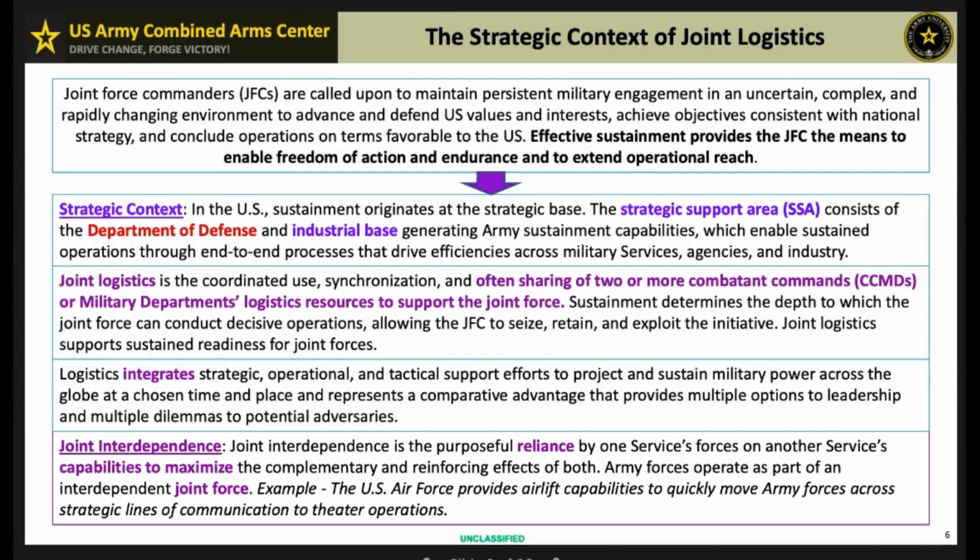Joint interdependence. This is the purposeful reliance of one service's logistics capabilities on another to maximize efficiency. For example, the U.S. Air Force provides airlift capabilities to rapidly move Army forces across theaters of operation.